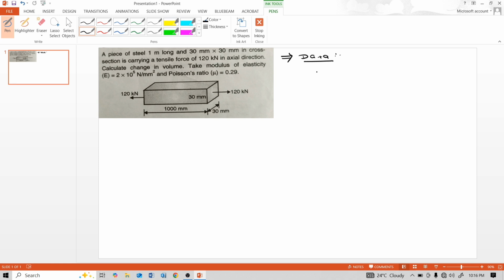Length of piece L is equal to 1 meter or 1000 mm. Cross-sectional area, on which this load P is acting, denoted as A, is 30 mm by 30 mm, that is 30 into 30, which is 900 mm square.